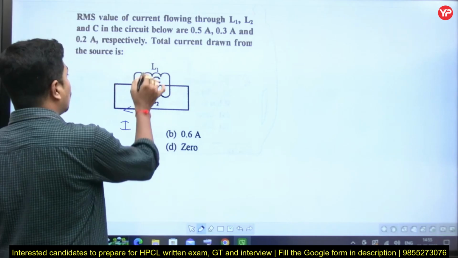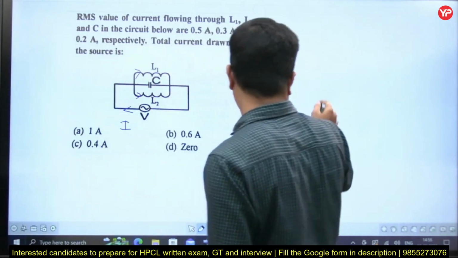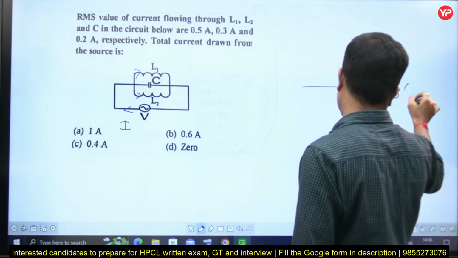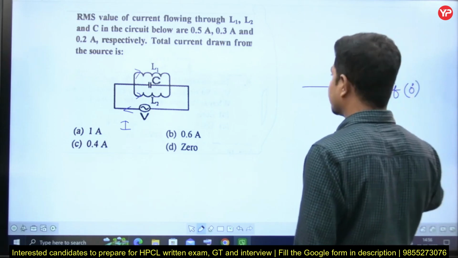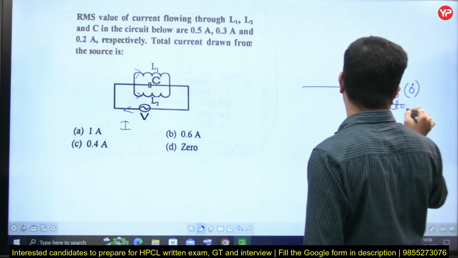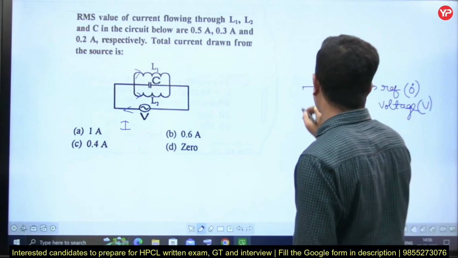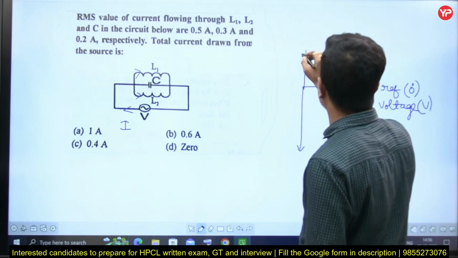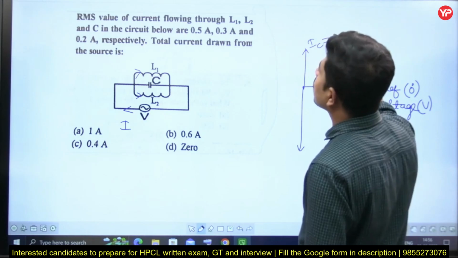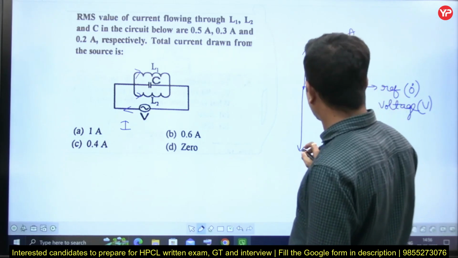As L1 and L2 both have the same angle, both the currents will be directly added. If I take V as the reference, meaning 0 degrees, then the inductor current lags like this and the capacitor current leads like this. This is IC. How much is the capacitor current? Capacitor current is 0.2 amperes. But for the inductor we have two currents.